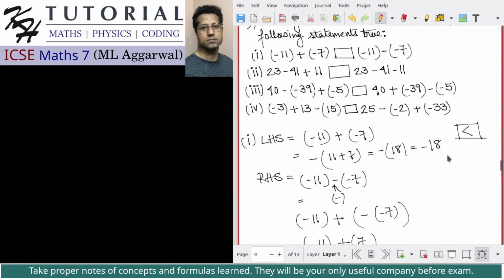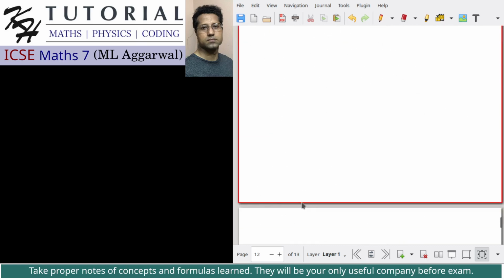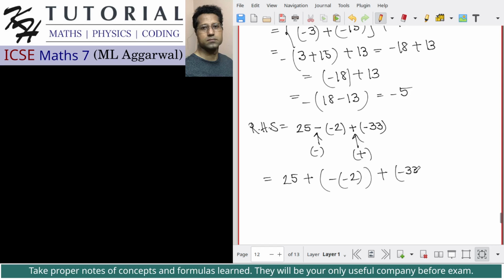Let's see what will be the RHS of part 4. Let's copy the RHS of part 4. The RHS of part 4 is 25 minus minus 2 plus minus 33. Let's identify the addition and subtraction operations. We have one subtraction operation and one addition operation. Let's convert the subtraction operation to addition, and we have 25 plus the additive inverse of minus 2, and we have plus minus 33. Let's simplify: negative of minus 2 is 2. So we have 25 plus 2 plus minus 33.